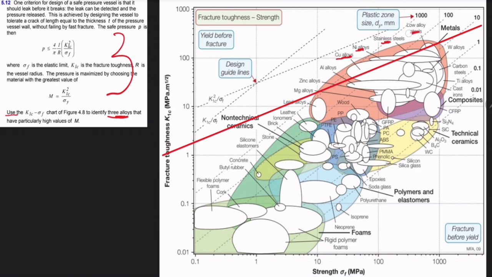You can also see low alloy steel. You can classify any of them, pick any three of them as your best material: low alloy steels, stainless steel, nickel alloys, and copper alloys. So that's your best material for this selection.